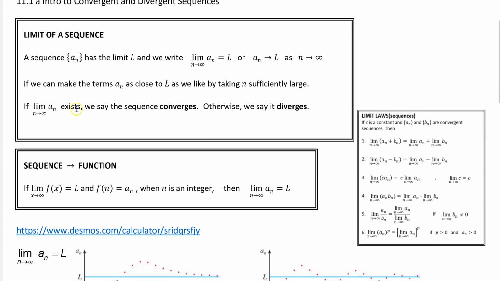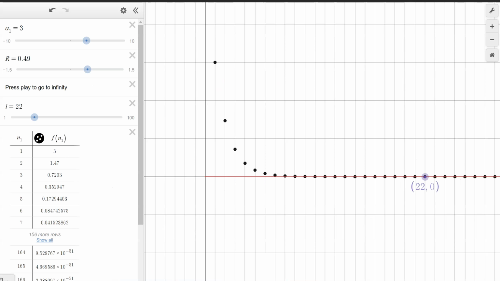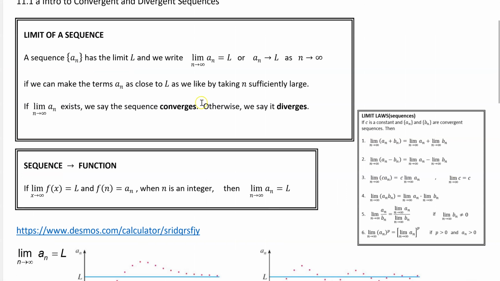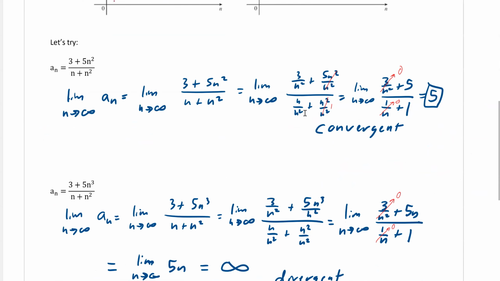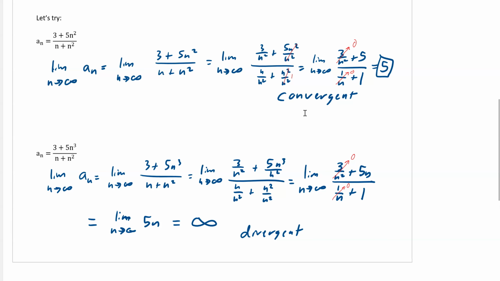A sequence a sub n has the limit L, and we write this if we can make the terms a sub n as close to L as we like by taking n sufficiently large. That's what I'm doing here. As I keep making my n larger and larger, are we getting some general term that is approaching L? If it is, it's convergent. If it isn't, it's divergent. On the second one, it's going to go off to infinity, which means it's just going to diverge. We're not going to be approaching some number. There you go.